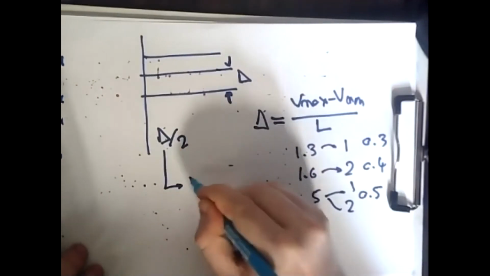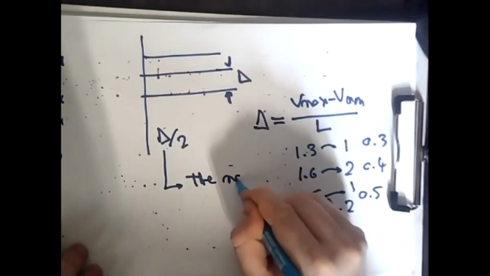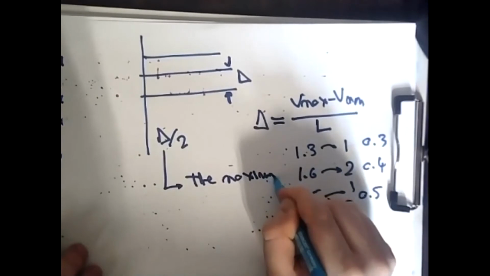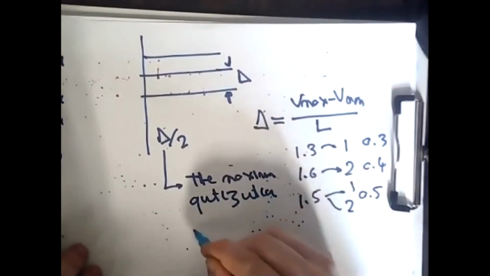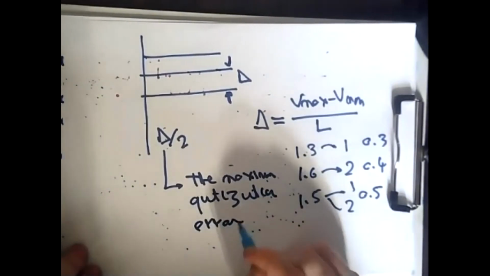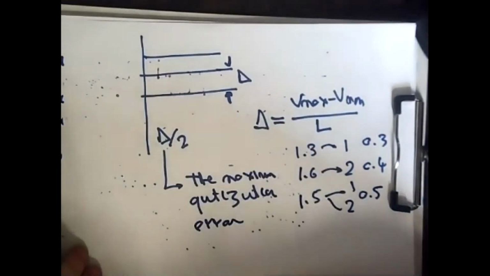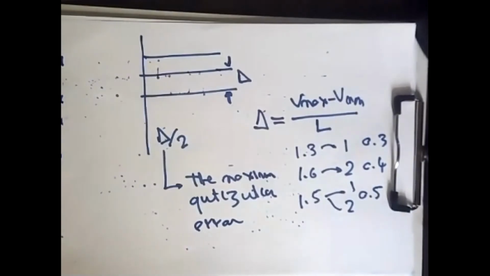So the maximum quantization error is delta over 2. This is the maximum quantization error, as you can see here in this case. So let me now return to our presentation and see what is inside.